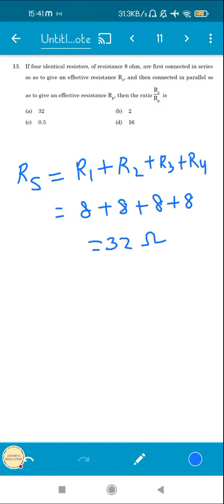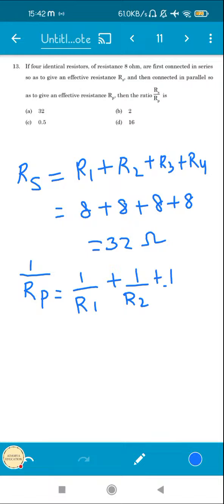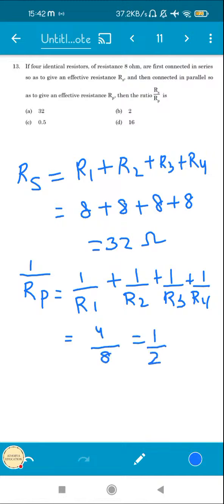And now they have been connected in parallel to give an effective resistance of Rp. So 1 by Rp will be equal to 1 by R1 plus 1 by R2 plus 1 by R3 plus 1 by R4. If you put the values, you are going to get 4 by 8, that is 1 by 2. So 1 by Rp is 1 by 2, so Rp is 2 ohm.